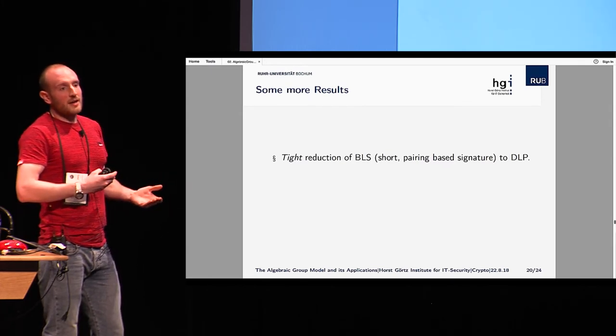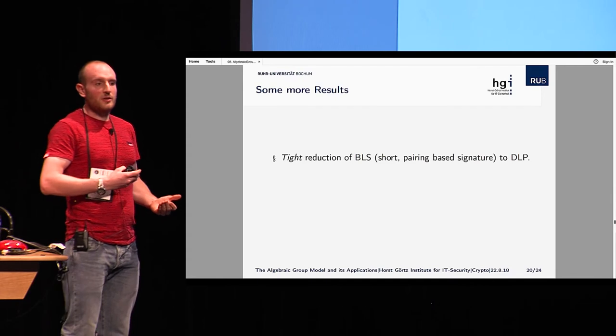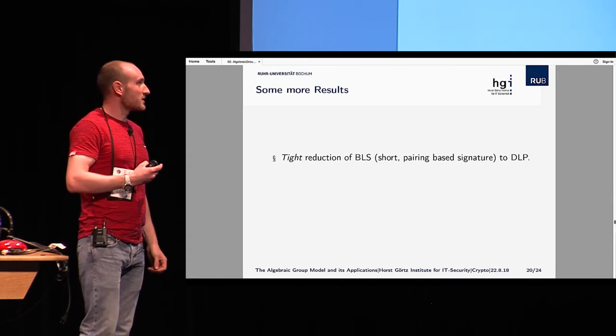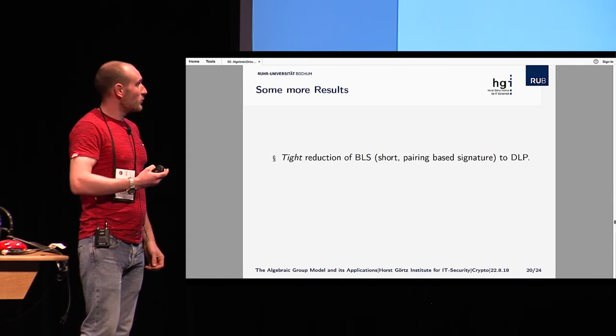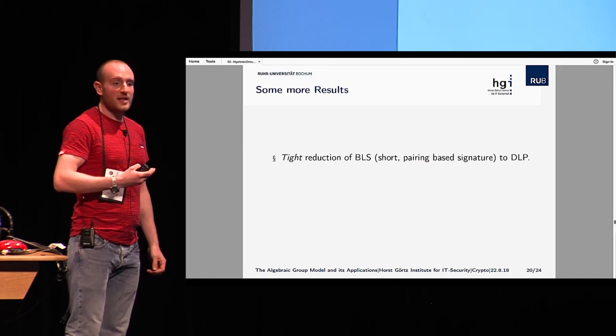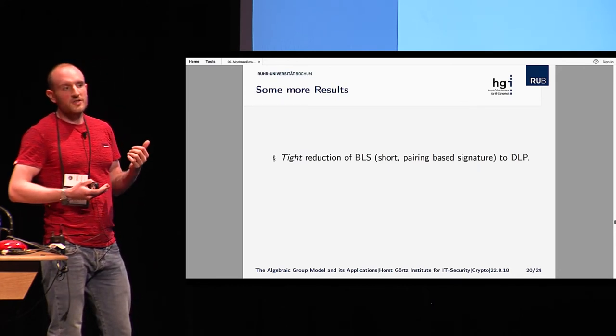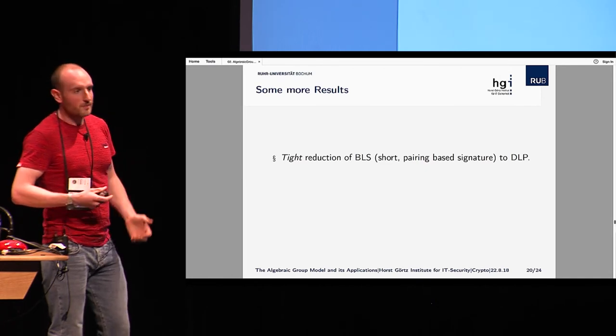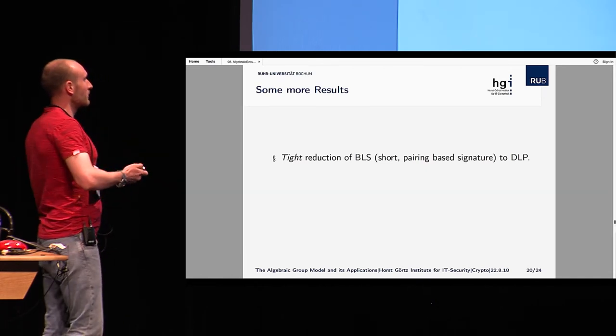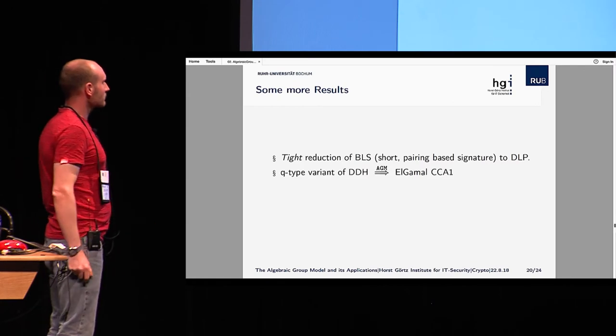And the reason that we can sort of circumvent this impossibility result in the AGM is because in the AGM, we have non-black box access to the algebraic solver. Okay, and Coron's theorem only works if the reduction is a black box reduction. So this is why we can circumvent this impossibility result here.